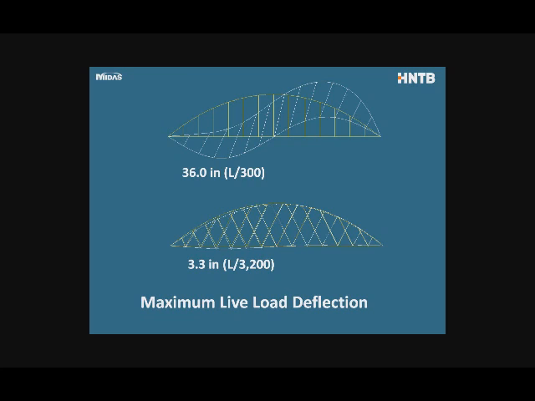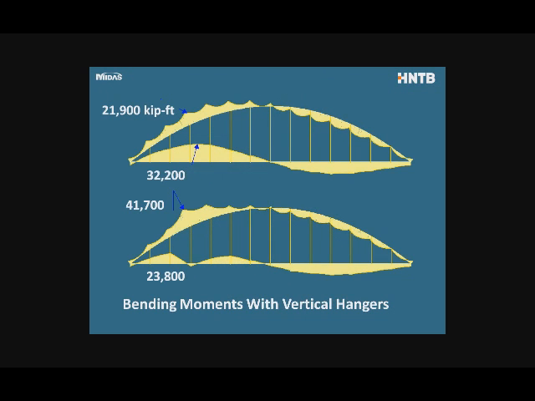And this actually drove us to the network hang arrangement, because if you look at the same structure, exactly the same quantities, only the hangers inclined, the stiffness goes up by a factor of 11. The live load deflections are reduced by a factor of 11. So instead of L over 300, we now have L over 3200, or 3.3 inches. So tremendous stiffness increase with very little effort.